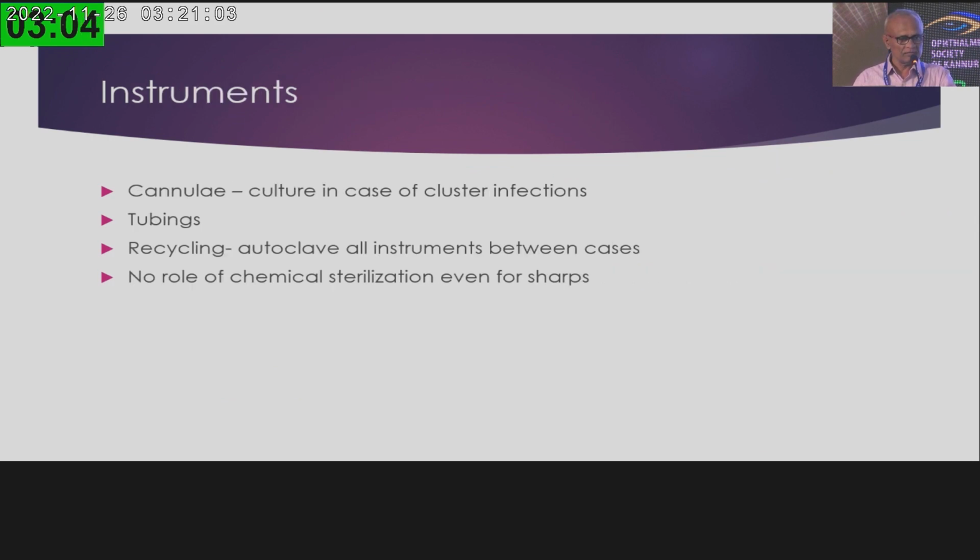Instruments, if there is an outbreak of endophthalmitis, you will have to culture even the cannulae. And the fluid that has been washed out of the cannulae, you can culture. Even if there is a Simcoe cannula, you can cut the Simcoe cannula there in the blood agar plate, and you can culture it. The effluents from the tubings, and as I said before, you should autoclave all the instruments before recycling. And there were reports previously that some of the sharp instruments can be sterilized in acetone or even Cidex, but that should never be done in an ophthalmic setup.